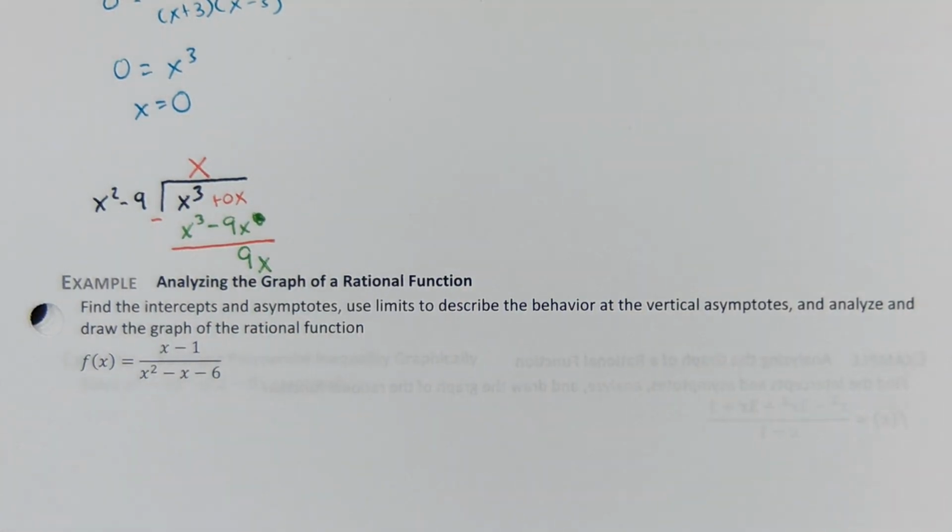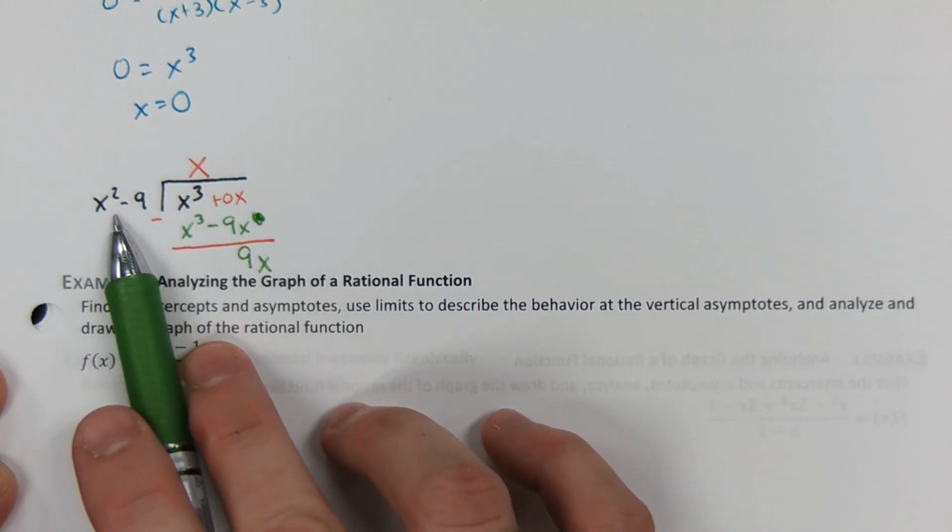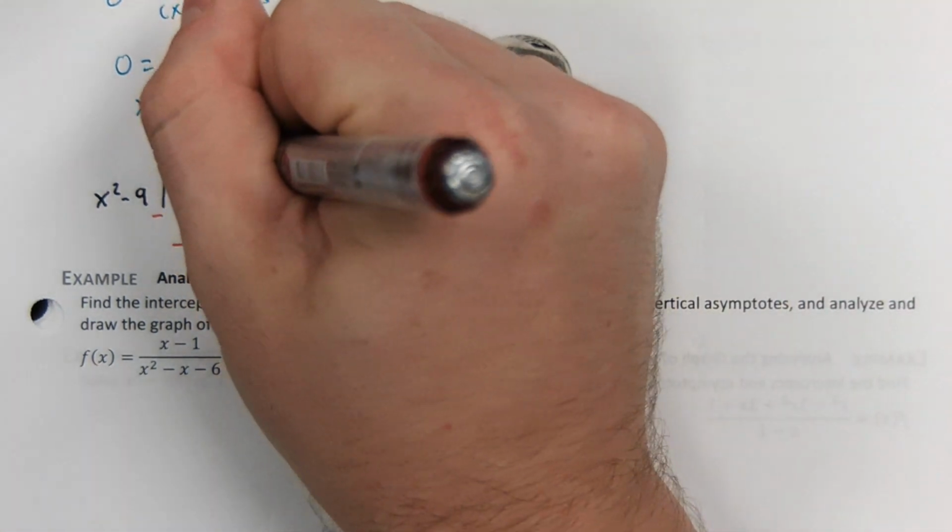If you recall back some lessons ago, whenever we were first talking about long division, we said it's always going to be remainder going over divisor. So it would look like this.